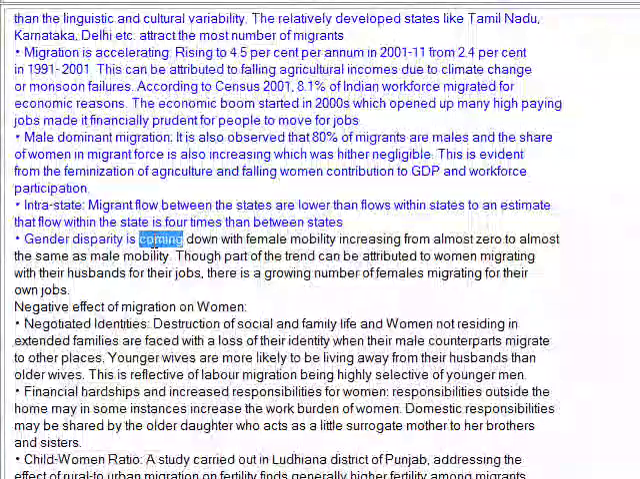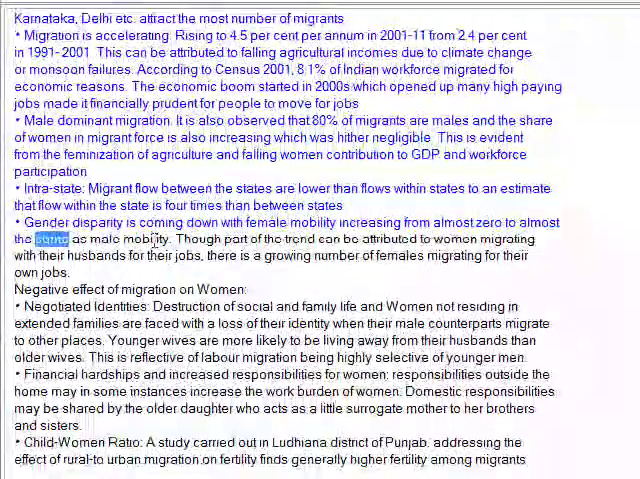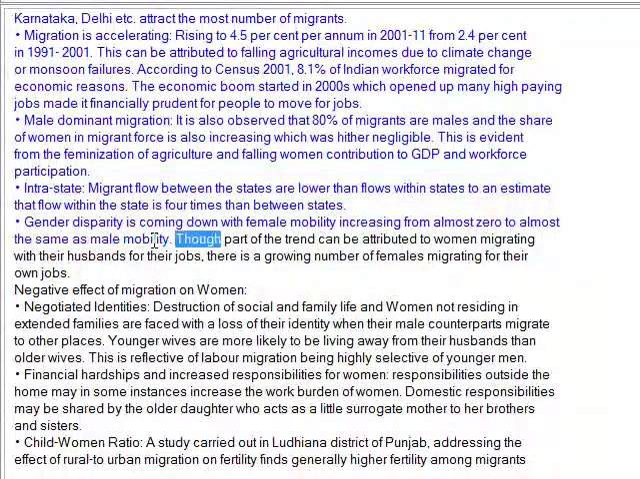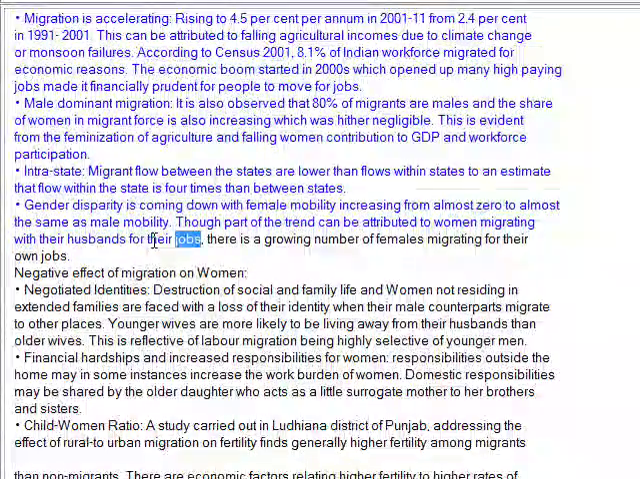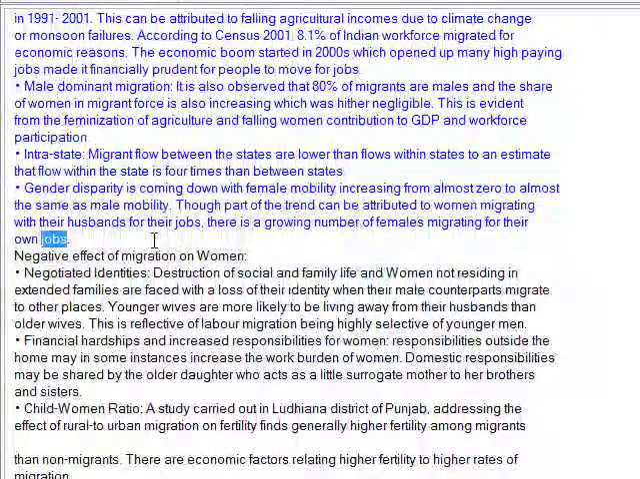Gender disparity is coming down, with female mobility increasing from almost zero to almost the same as male mobility. Though part of the trend can be attributed to women migrating with their husbands for their jobs, there is a growing number of females migrating for their own jobs.